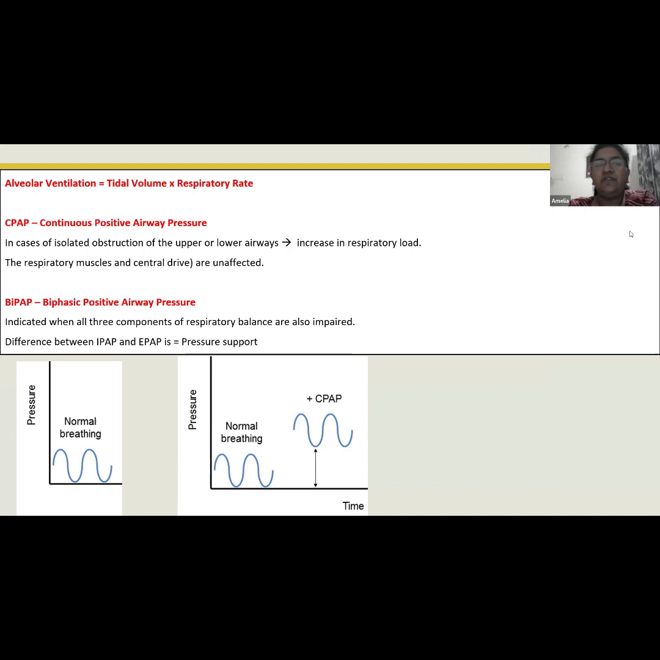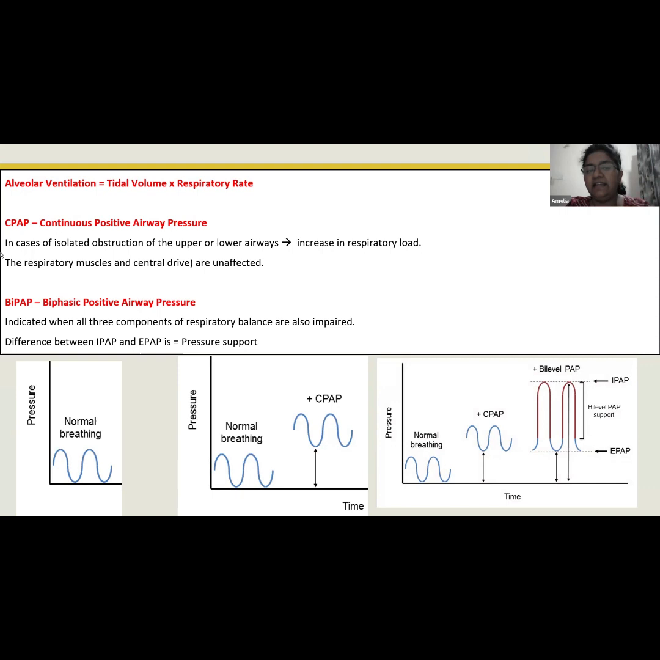As written over there, in CPAP the respiratory muscles and the central drive are unaffected. So the individual on whom you put this should be able to trigger and carry on with the mechanism of breathing. In BiPAP, however, you're providing this PEEP at the bottom. As you can see, that pressure is going to start off higher. And the blue bit at the bottom is the work that is done by the patient, all right?